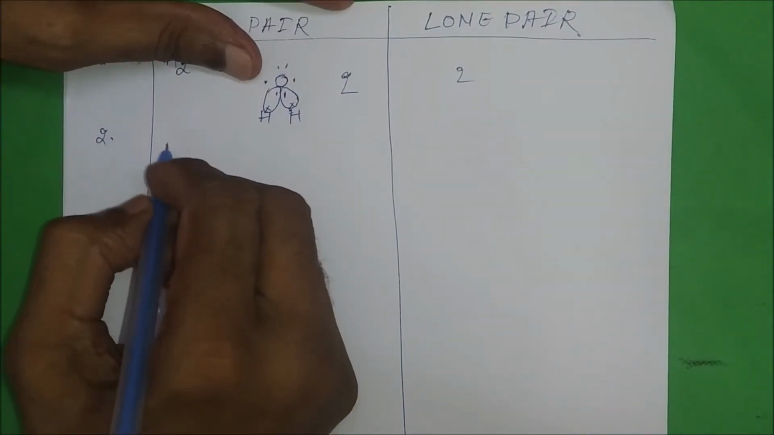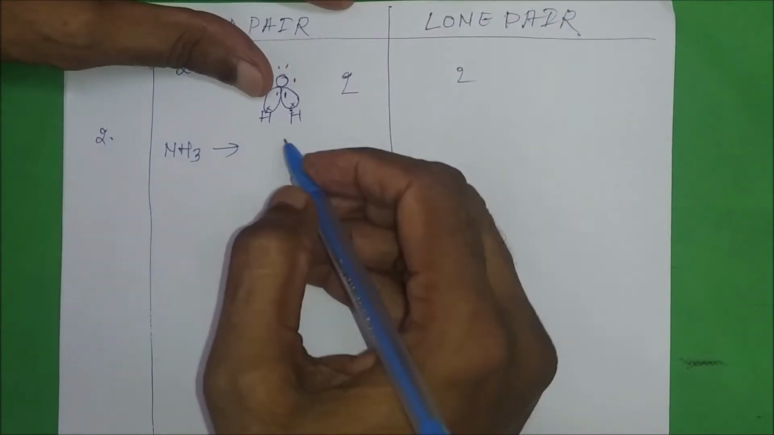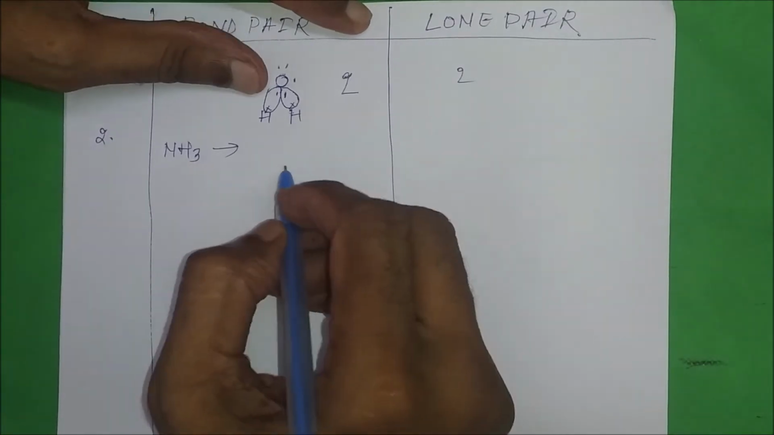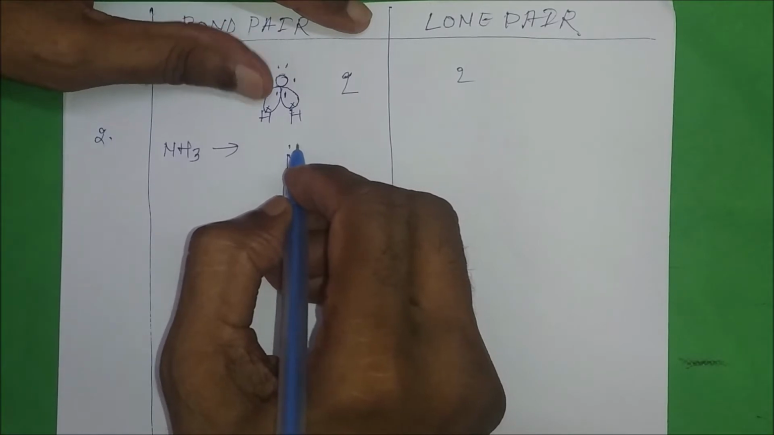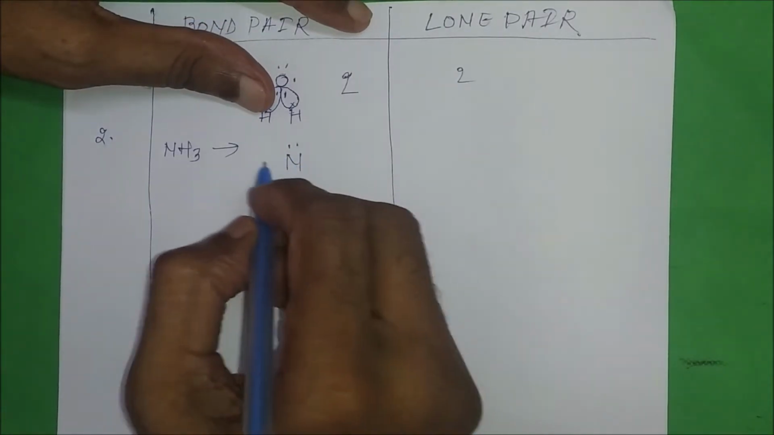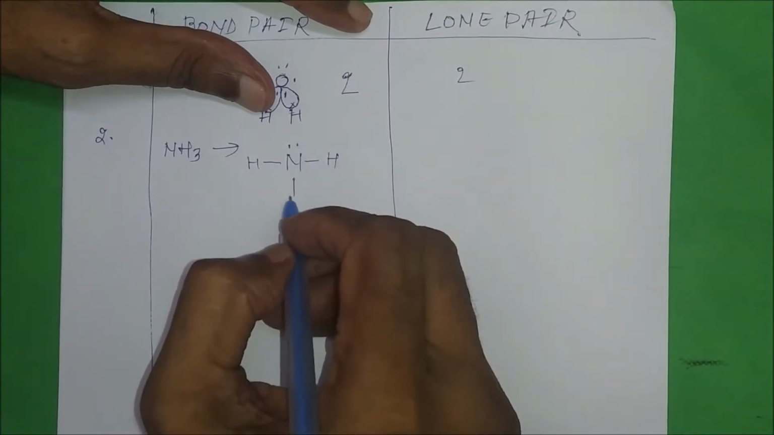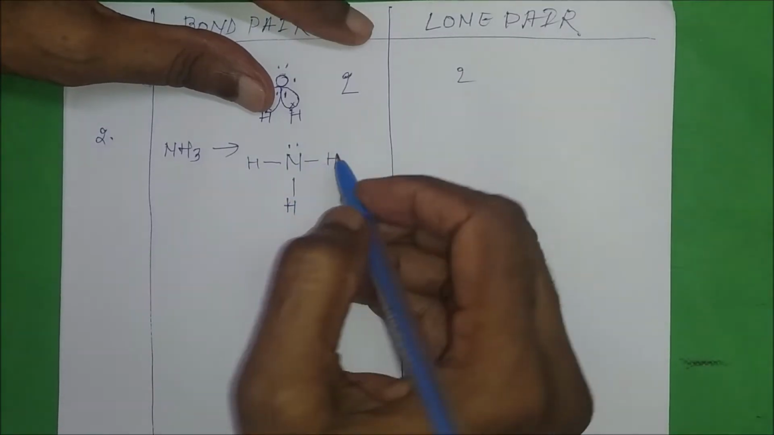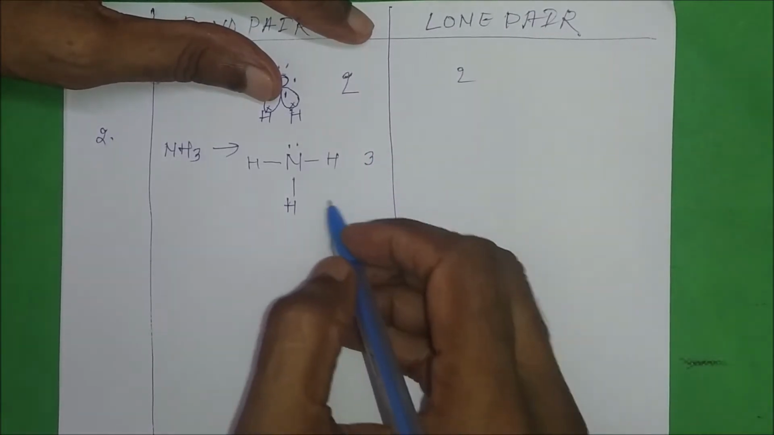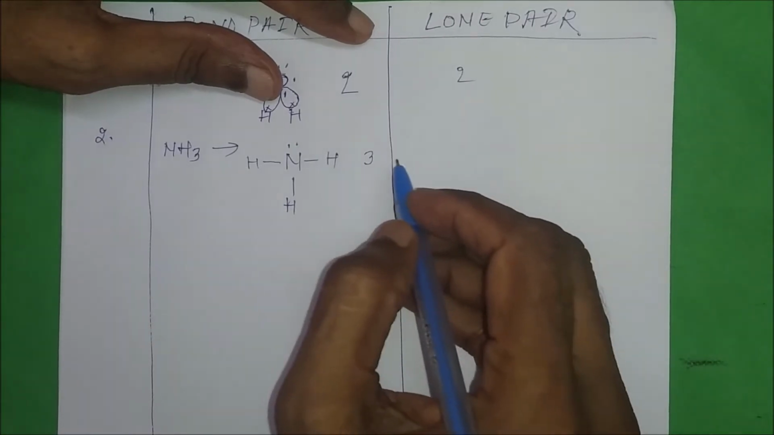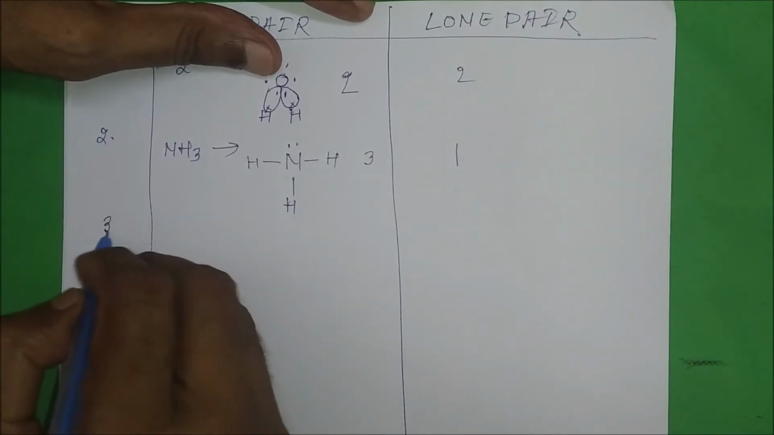See the next one, NH3, ammonia, right? Nitrogen here, 2 suppose here. 1 hydrogen here, 1 hydrogen here, and 1 hydrogen here, right? So what is there? It is 3 bond pairs. So what will be here? Your lone pair will be only 1, right?